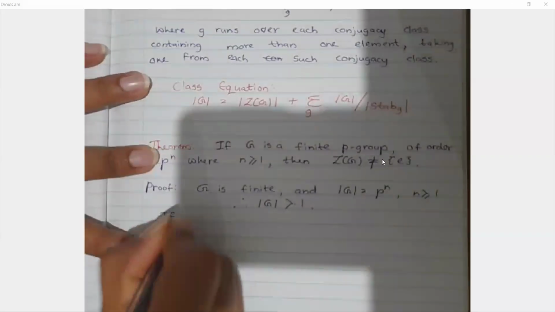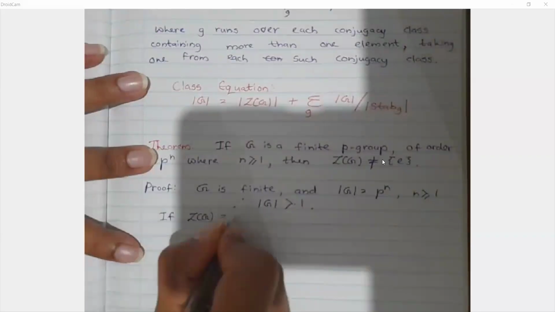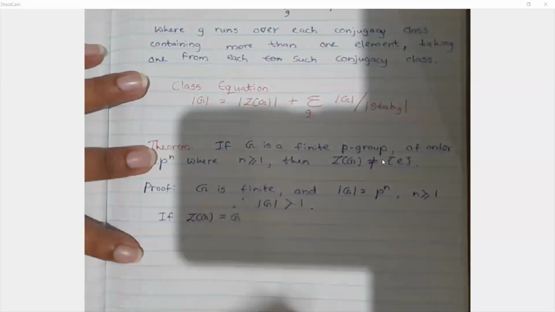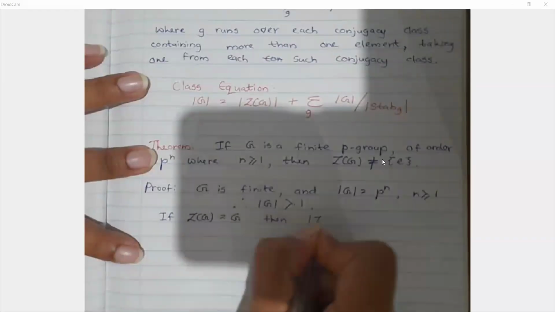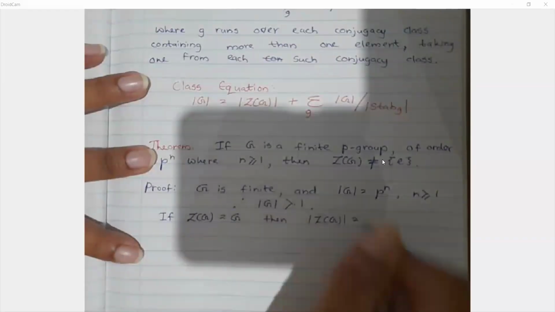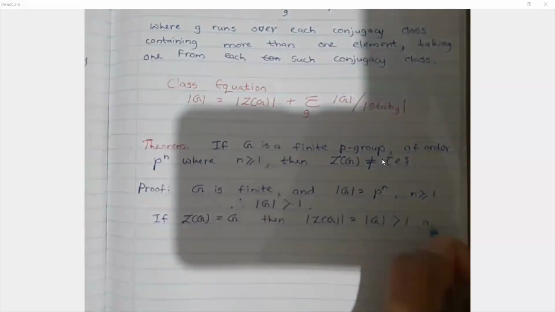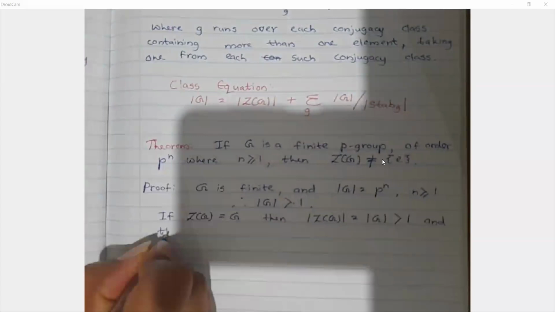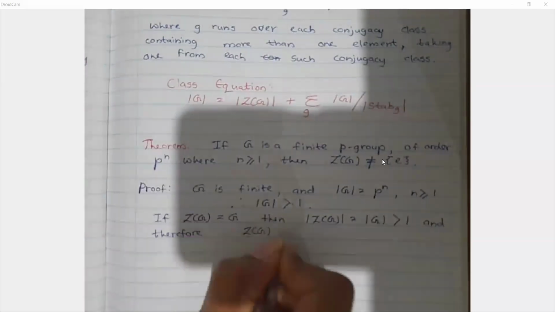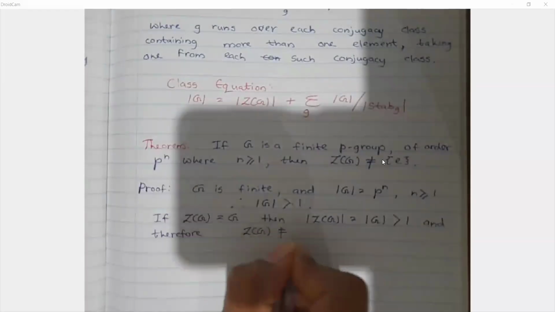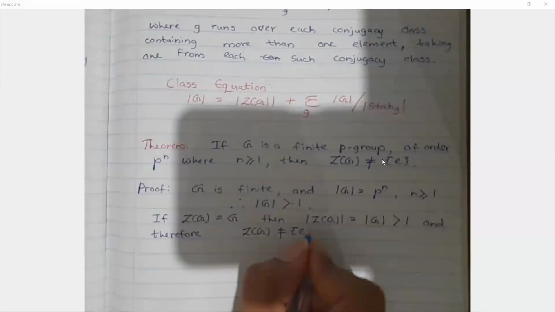So if the center of G, which is a subgroup of G, is equal to G itself, there's nothing to really prove. Then the order of Z of G is simply the order of G, which is greater than 1, right? And therefore, Z of G is a non-trivial subgroup of G. It's simply G, it's non-trivial, the result is true.